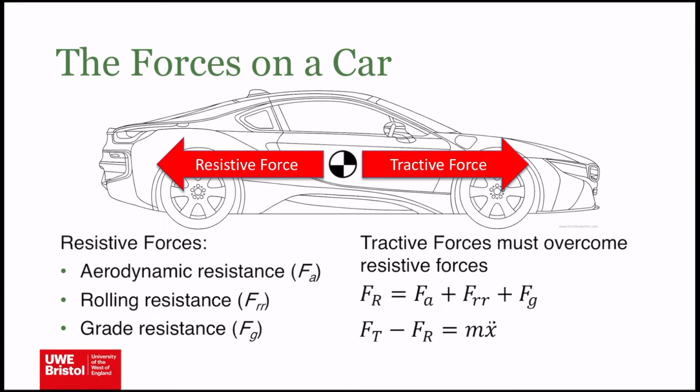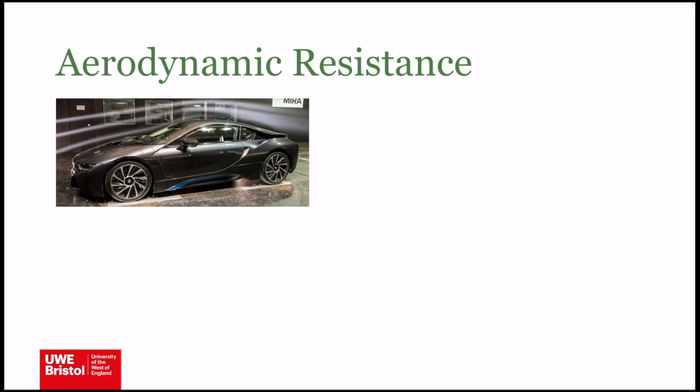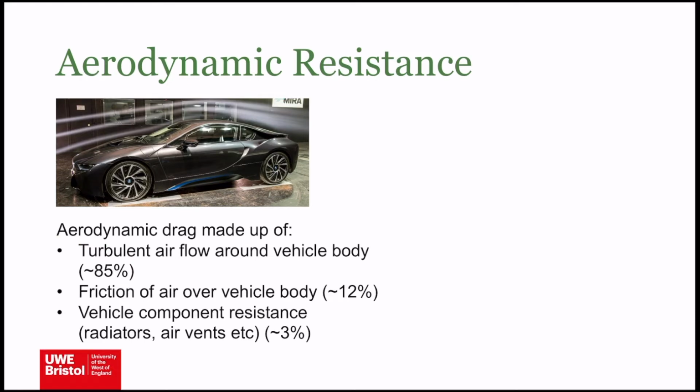What are those resistive forces actually in terms of what's apparent? So obviously up here I've replaced FR with those forces in here. You get that. So what are FA, FRR and FG? Well, here's that vehicle in a wind tunnel, just to show you, and obviously what you can do is you can make lots of measurements, you can look at aerodynamic drag, and how does that build up?